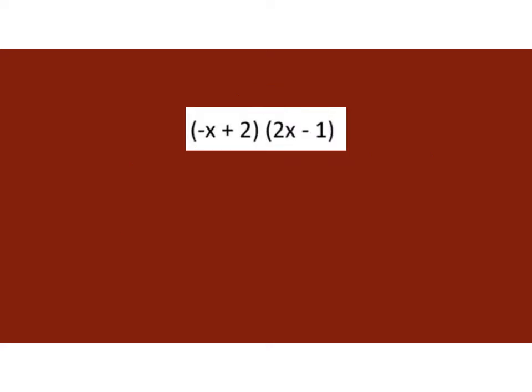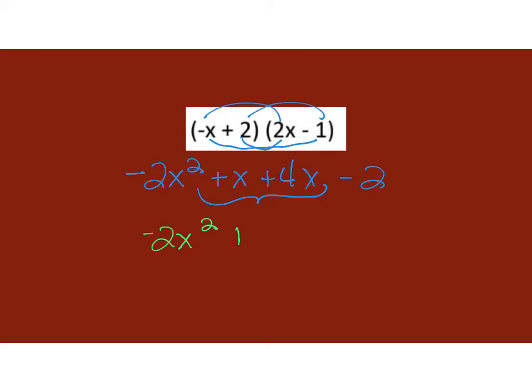All right, let's continue here. So we'll do first, which would be negative x times 2x, which is negative 2x squared. Then we'll do the outer, so a negative x times a negative 1 will be just plus x. Then inner would be plus 4x, and then last would be minus 2. Again, I have those like terms smack dab in the middle here. So negative 2x squared stays that, plus 5x minus 2.